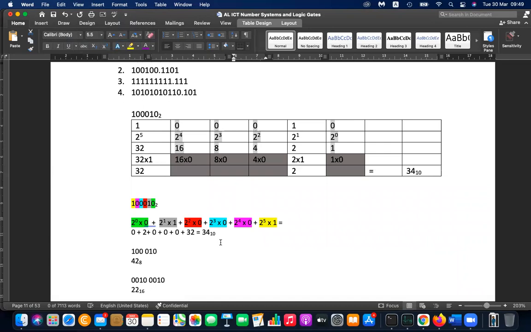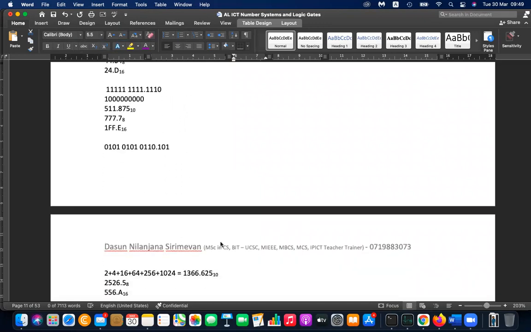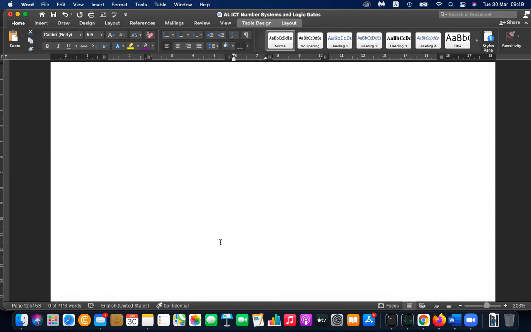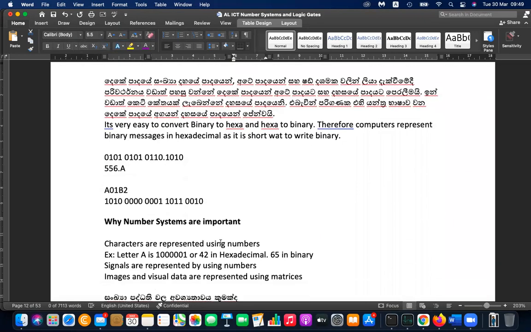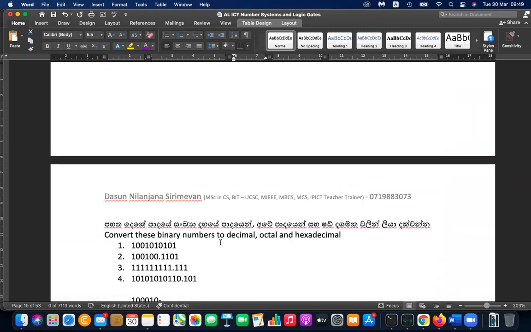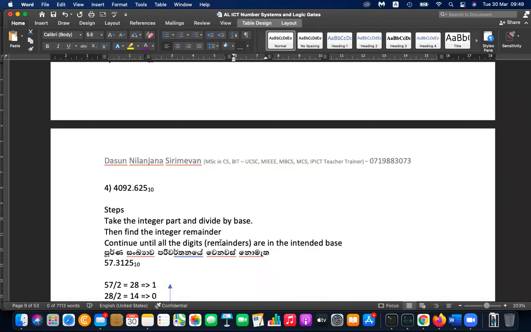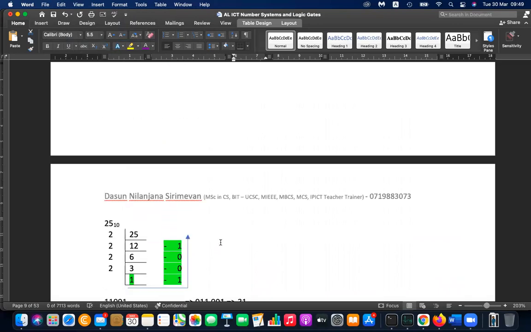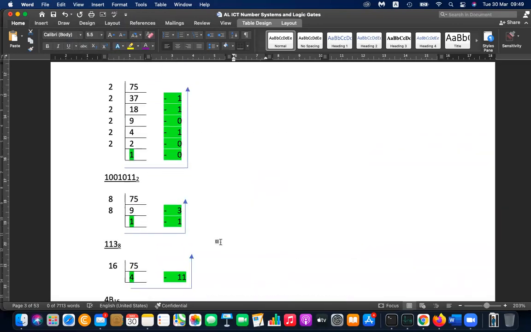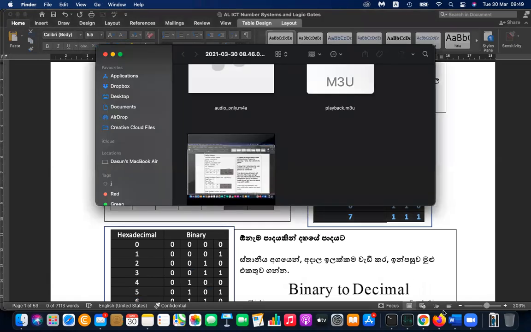Octal to decimal, that is base 8 numbers. You have to find the base 8 values and add them. And then hexadecimal, you have to find the base 16 values and add them. Right, that is how conversion is done. Okay, let's see the other way, how to convert a number to other number systems. That is the second thing we have to look at.